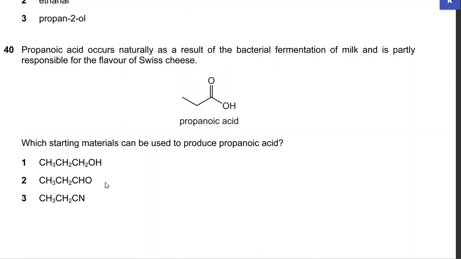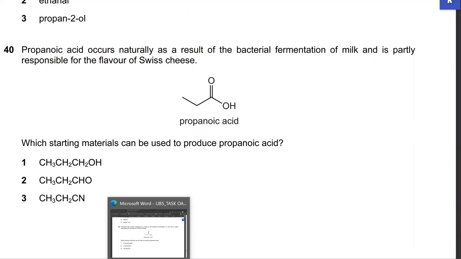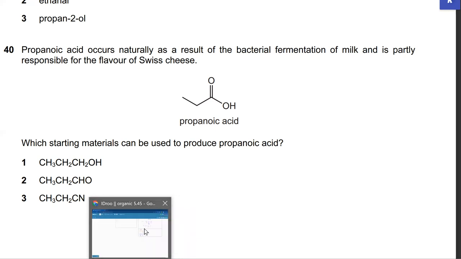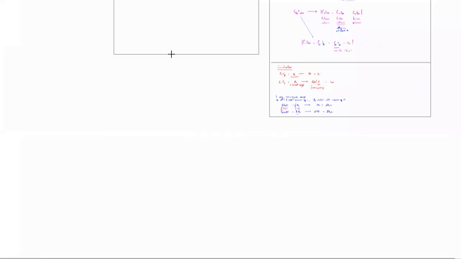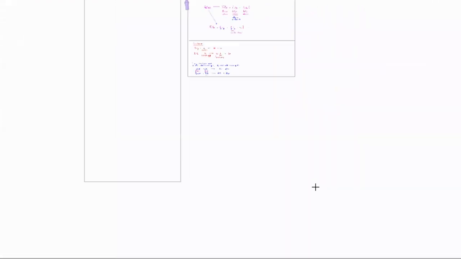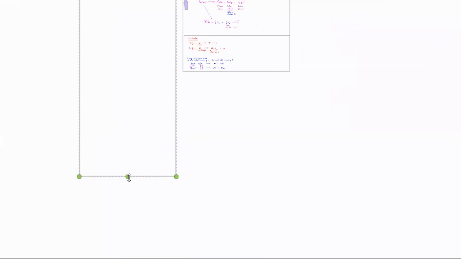To learn about this, you would have to study a couple of things. How can propionic acid be produced? One new thing that we're going to study is redox. One thing that we'll study now is redox reactions that involve specifically alcohols. To answer this question, we would have to study this.